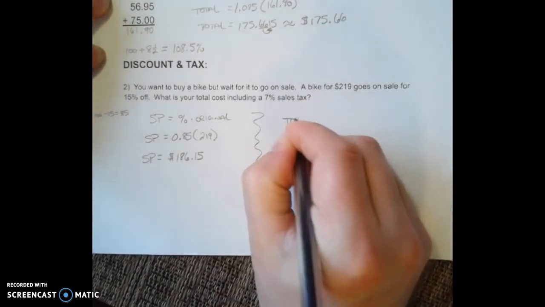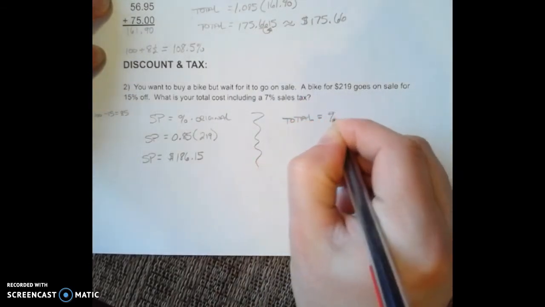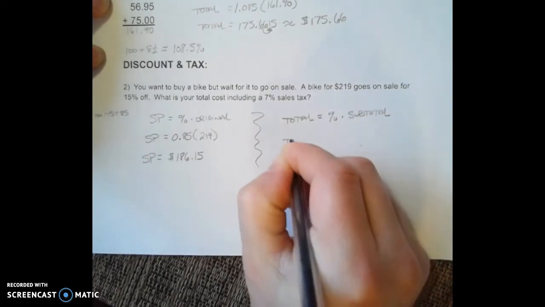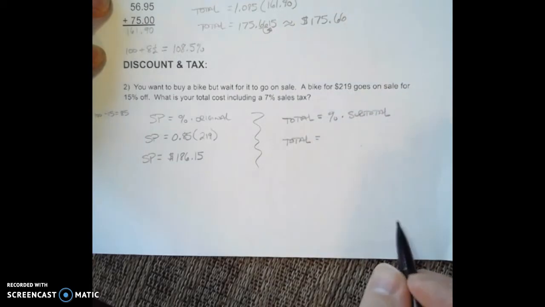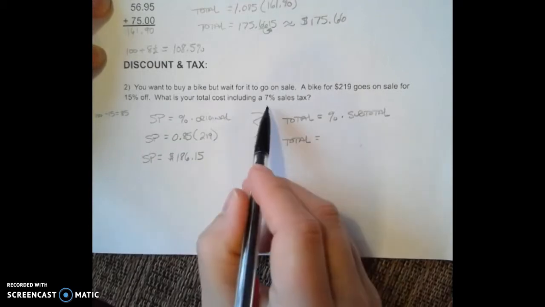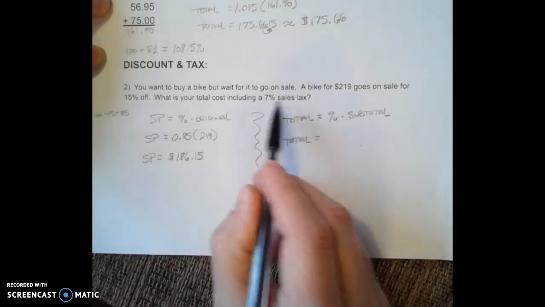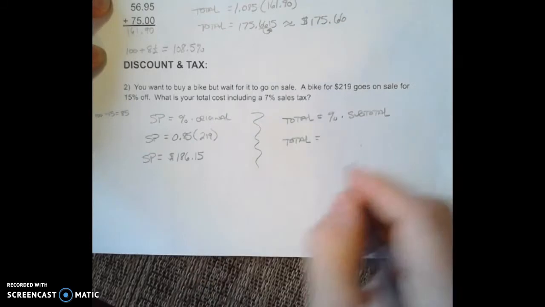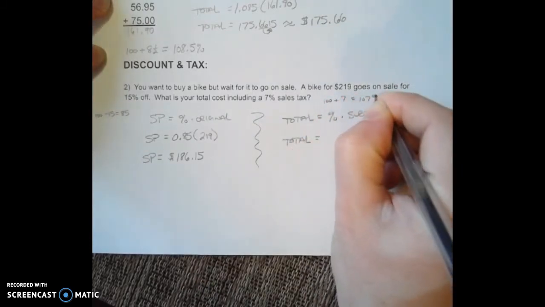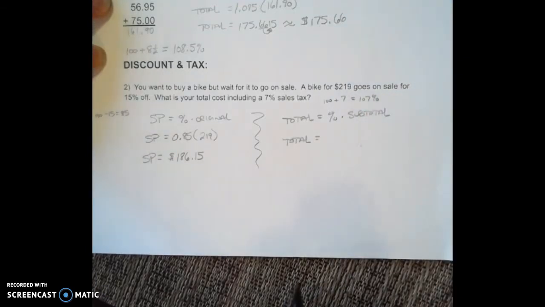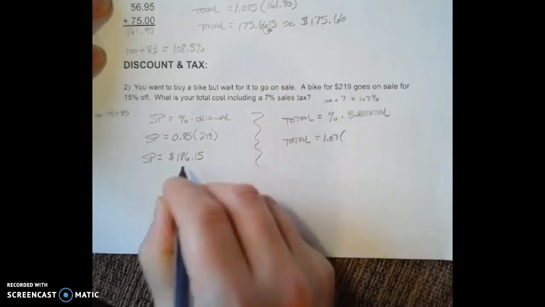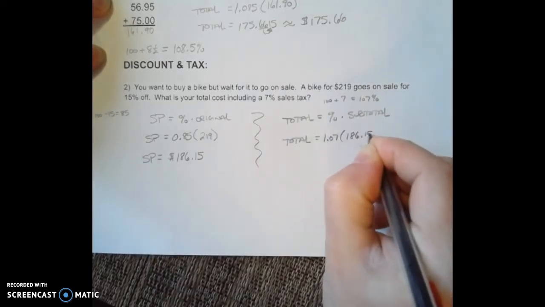Now I need to calculate what the cost will be including tax. So again, my total price with tax is going to equal a percentage of the subtotal. And our total is what we're looking for. Okay, for the percentage, we have to pay 100% of the subtotal plus an extra 7% of the subtotal for our sales tax. So 100 plus an extra 7% means we're going to be paying 107% of the subtotal.